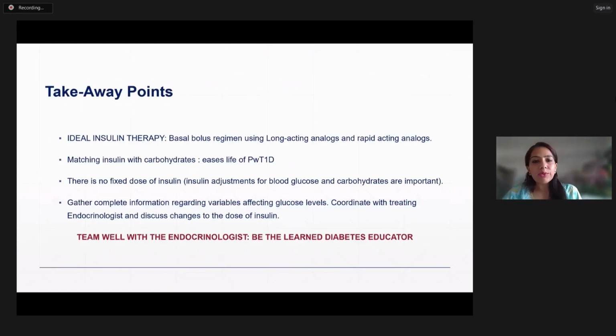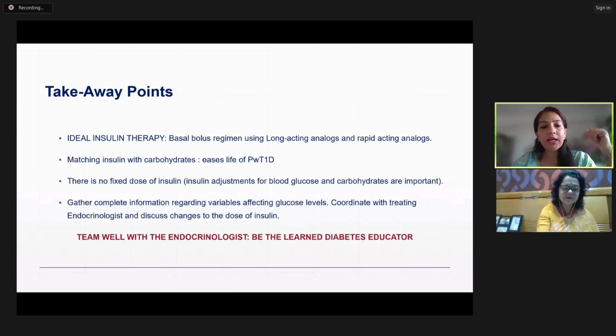So with that, I would end my talk by some takeaway points. It's very important to know the ideal insulin therapy and its basal bolus regime using long-acting analogs and rapid-acting analogs are the best way to take care of people who have type 1 diabetes. It gets very important that we match this insulin with carbohydrates and use insulin to carbohydrate ratio. And there is no fixed dose of insulin that should be used.